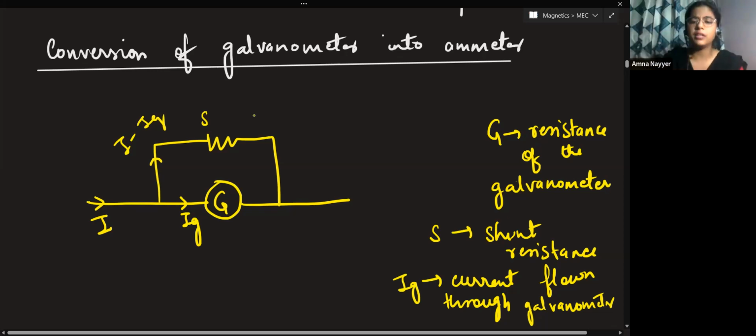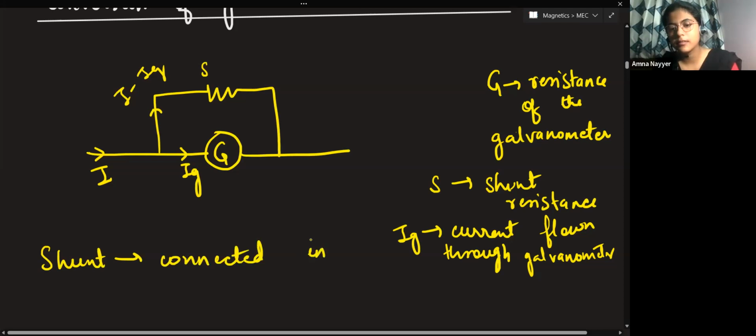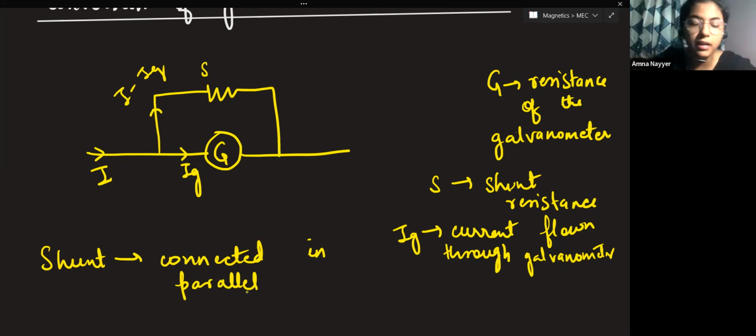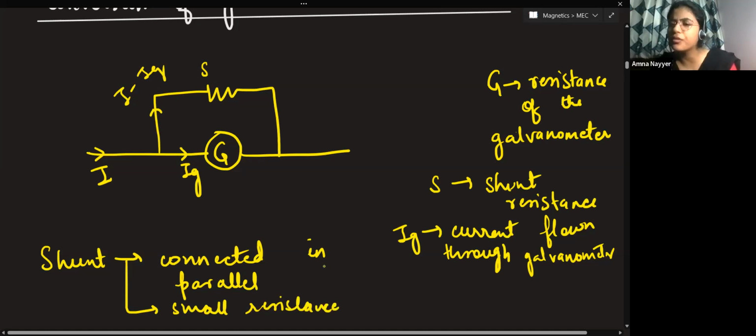Shunt is just a name given. Why is this name given? Because this is connected in parallel. Yes, so shunt is connected in parallel. And one more thing with the shunt is that it has small resistance, so as to measure high value of current, because here current is our prime concern.